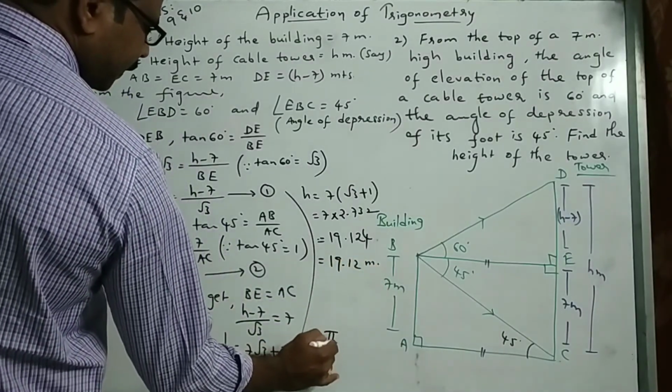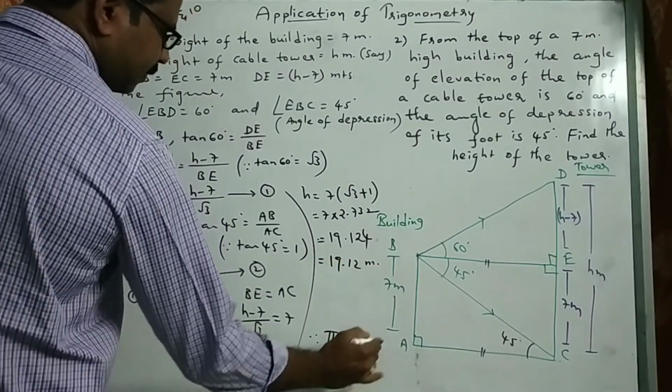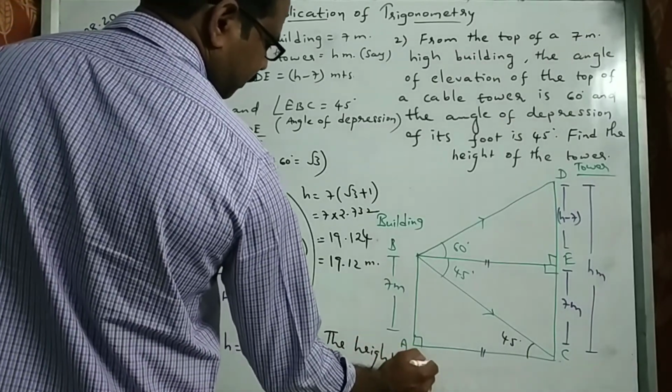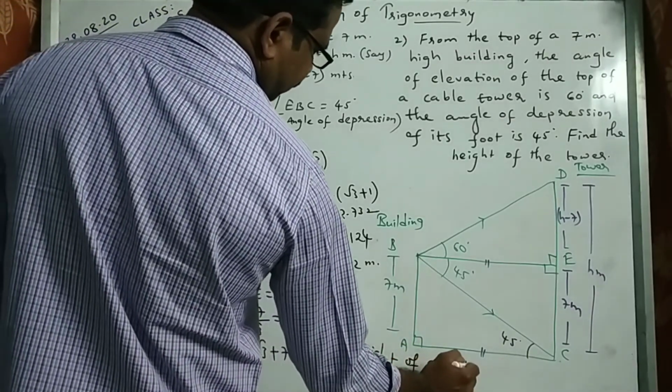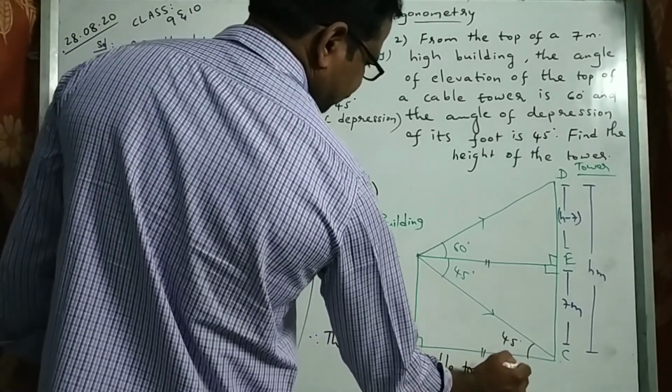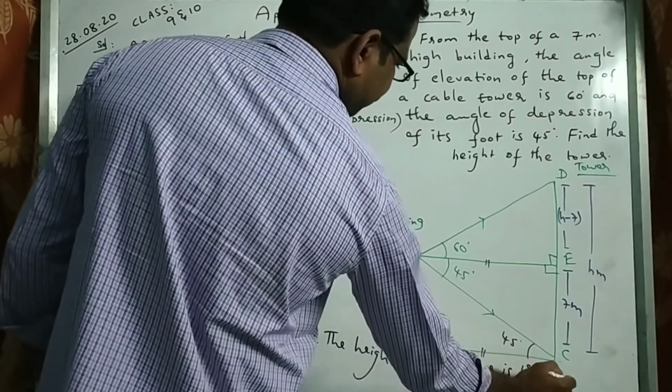Therefore, the height of the cable tower is 19.12 meters.